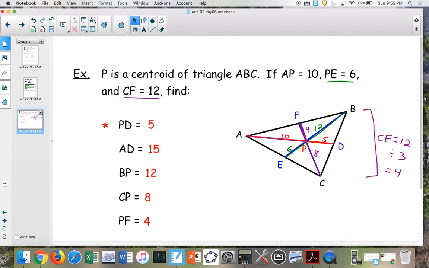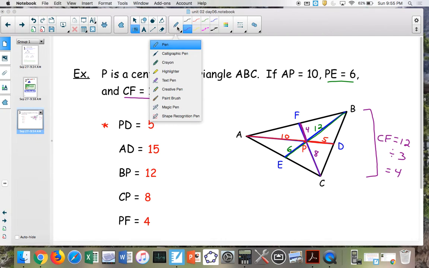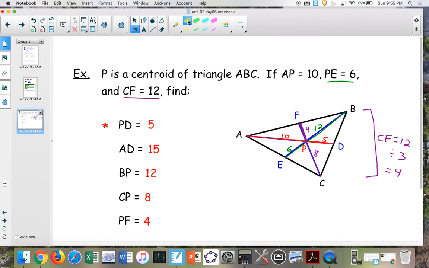So just to summarize, let's see if I can highlight these. If I give you the longer piece, you divide it by 2 to get the smaller piece. If I give you the smaller piece of the median, you multiply by 2 to get the longer piece. And finally, if I give you the entire length of the median, divide it by 3 to get the smaller piece, and then double that, or multiply that by 2, to get the longer piece.